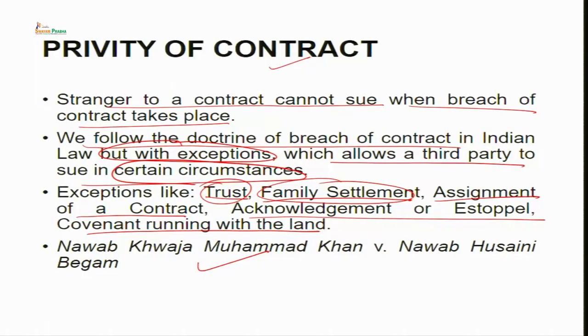Now, in Nawab Khwaja Muhammad Khan's judgment also, this case basically has say four characters. Contract was entered into between the father and father-in-law of this lady here, Nawab Husaini Begum. At the time when this contract was entered into, this lady Husaini Begum and her would-be husband were minors. So, on their behalf, their respective fathers had entered into a contract. And in that contract, the father-in-law of this girl had made a promise that after the marriage, from the date of the marriage, he promised to pay some amount of money to his daughter-in-law as betel leaf expenses.